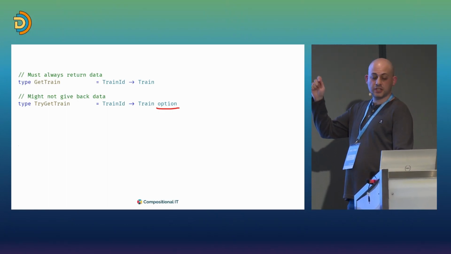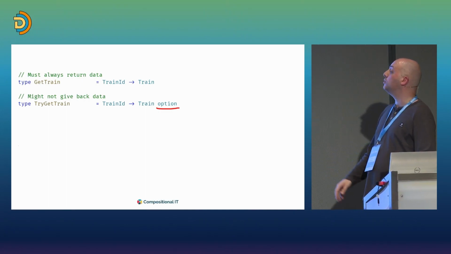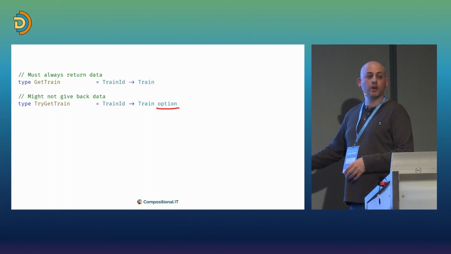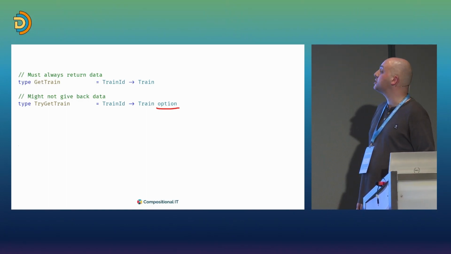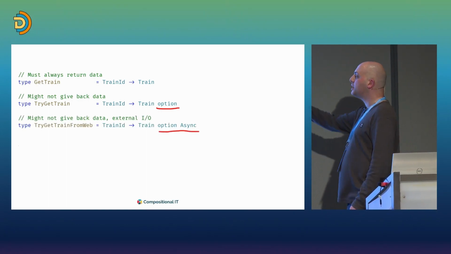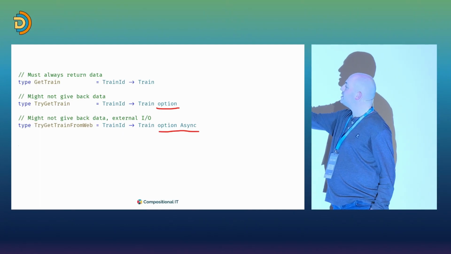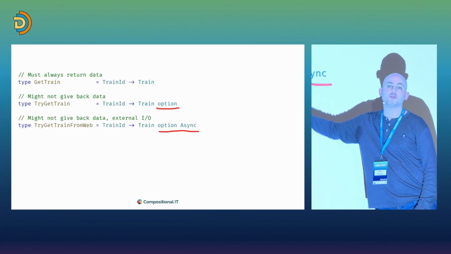But what if that was, let's say, a network call? To call this function, tryGetTrain, it was going to have to make a network call, and we wanted to do this asynchronously. Well, now we just put the word async on the side, and we can compose these two together. So this will asynchronously maybe get me a train back.